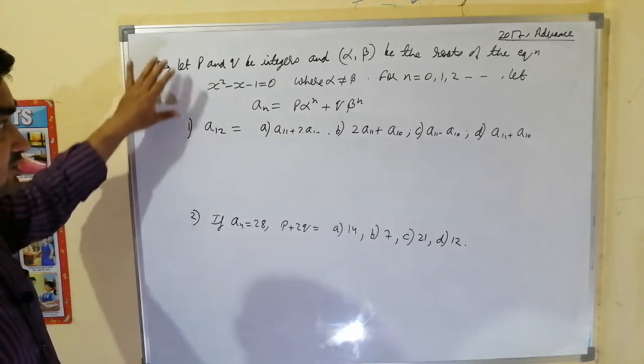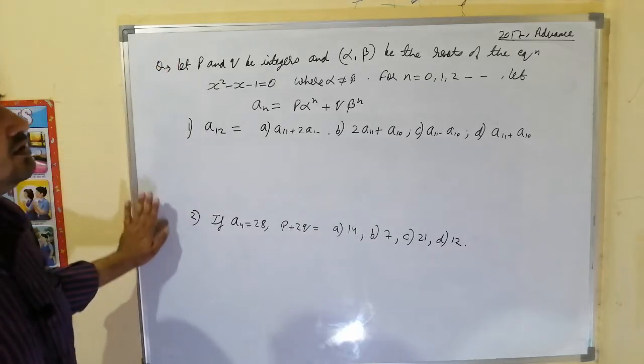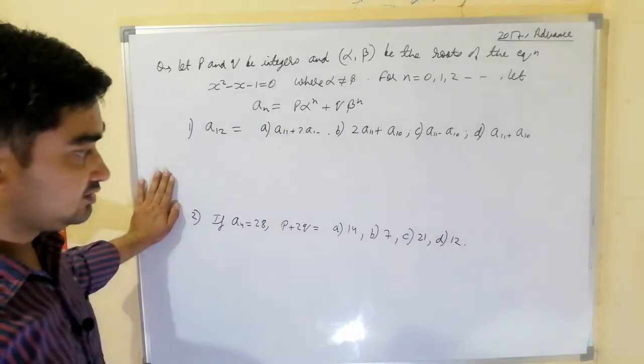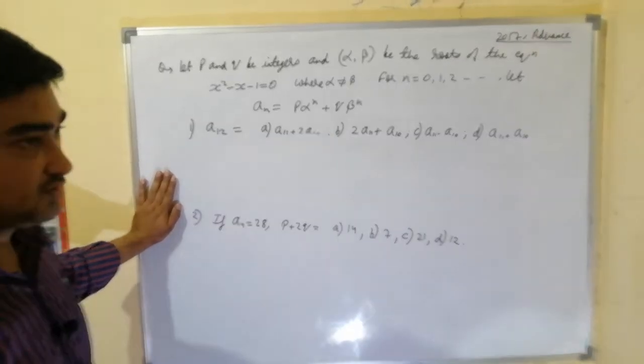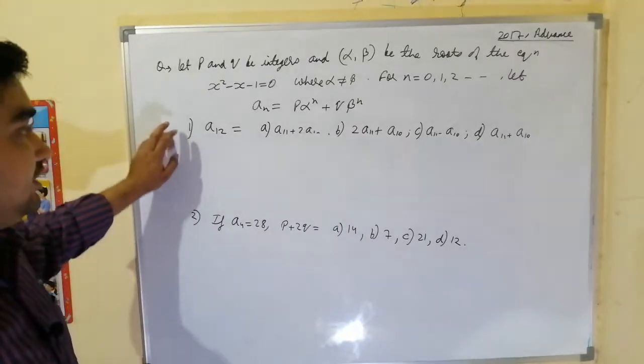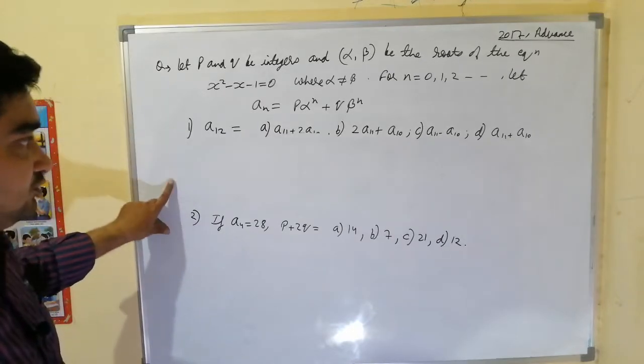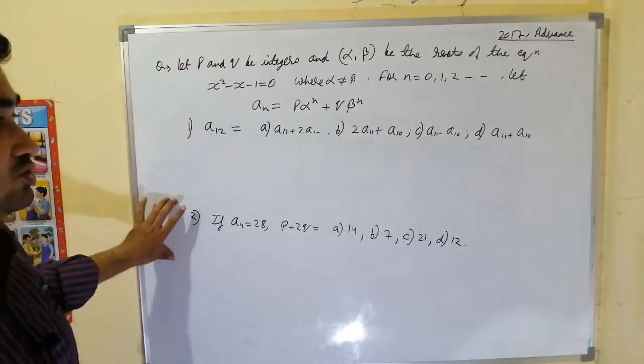Data is given, and based on this data two problems are asked. It is a single correct passage type question in which only one answer is correct. So we'll do one by one. Both problems I have written on the blackboard. Based on this data, we have to solve both.